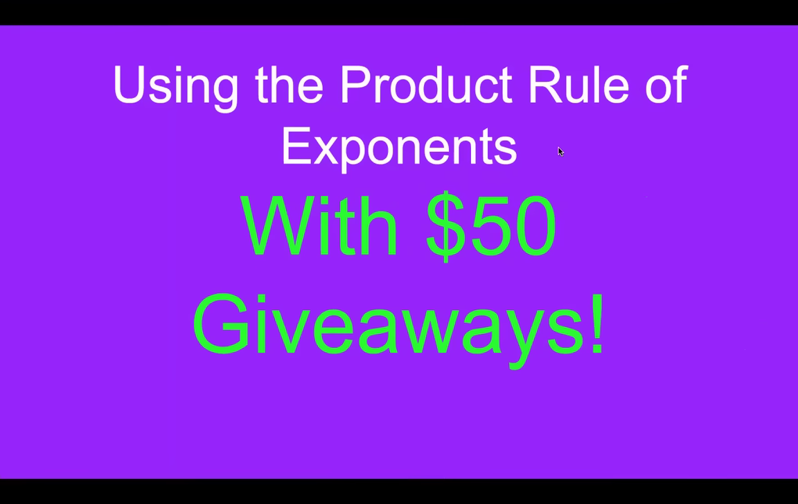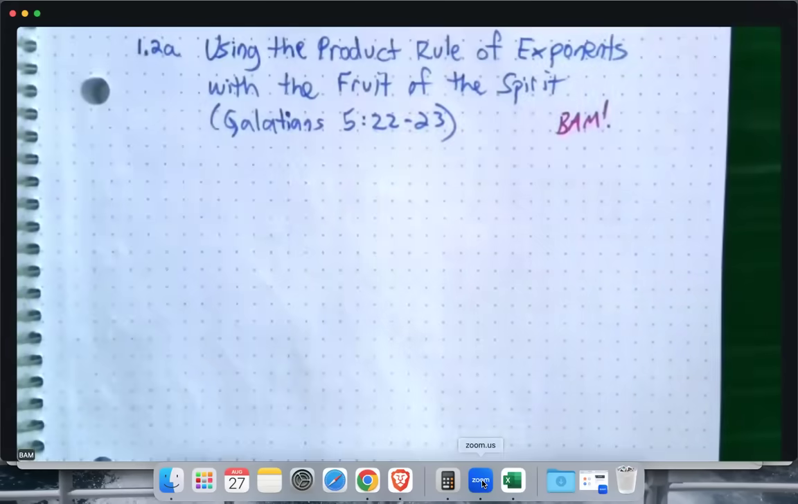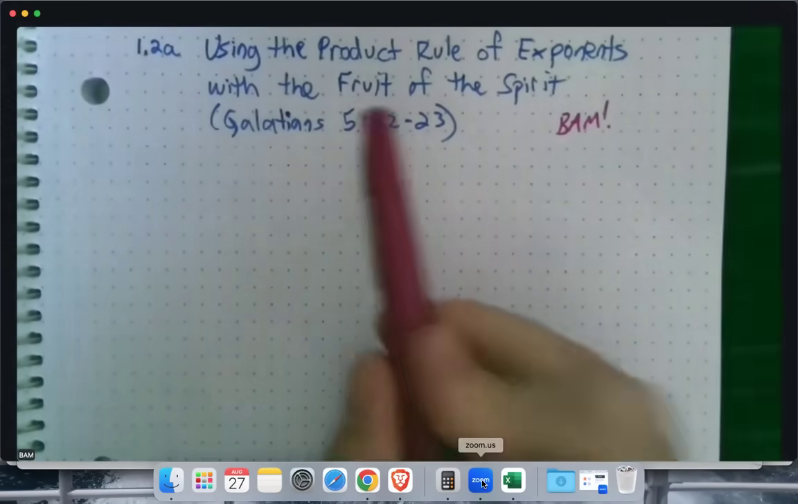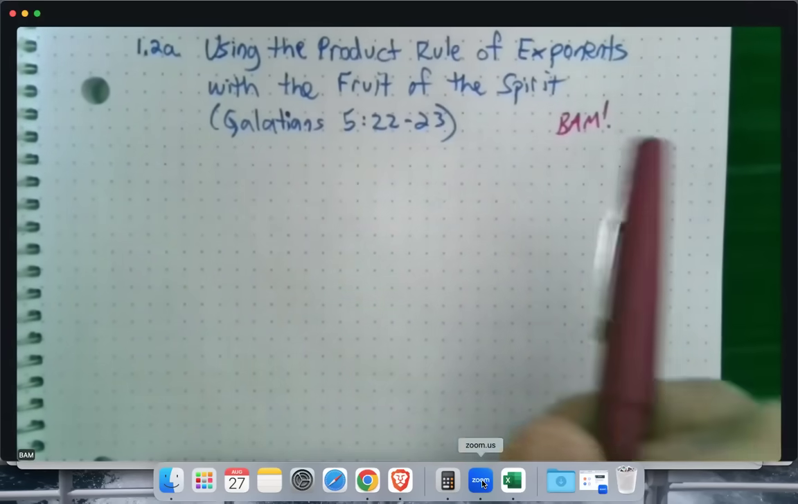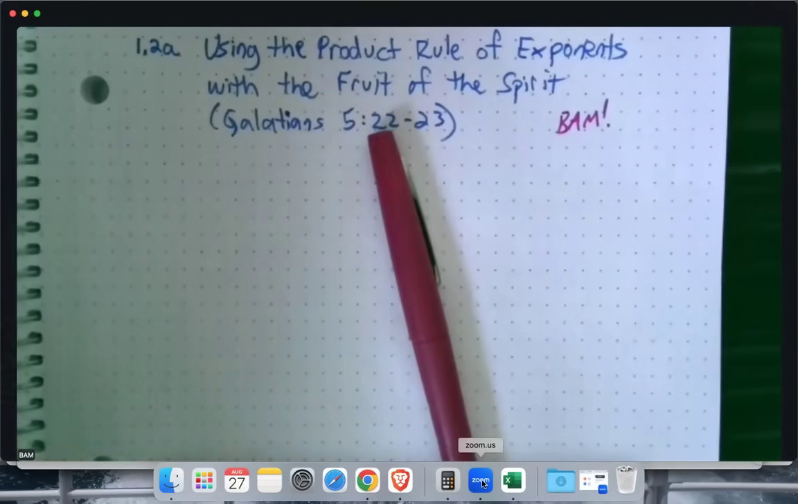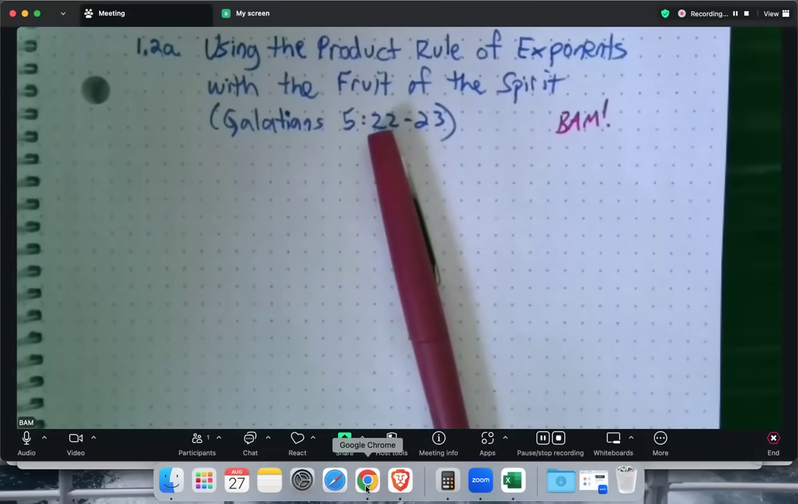So, do you know that fruit will multiply, and the fruit's fruit can multiply, and the fruit's fruit can multiply? Well, that actually has to do with exponents also. In 1.2a, we're using the product rule of exponents with the fruit of the Spirit, Galatians chapter 5, verses 22 through 23. And we've been using the fruit of the Spirit for a few videos going back into the end of 1.1, but I want to remind you about that.